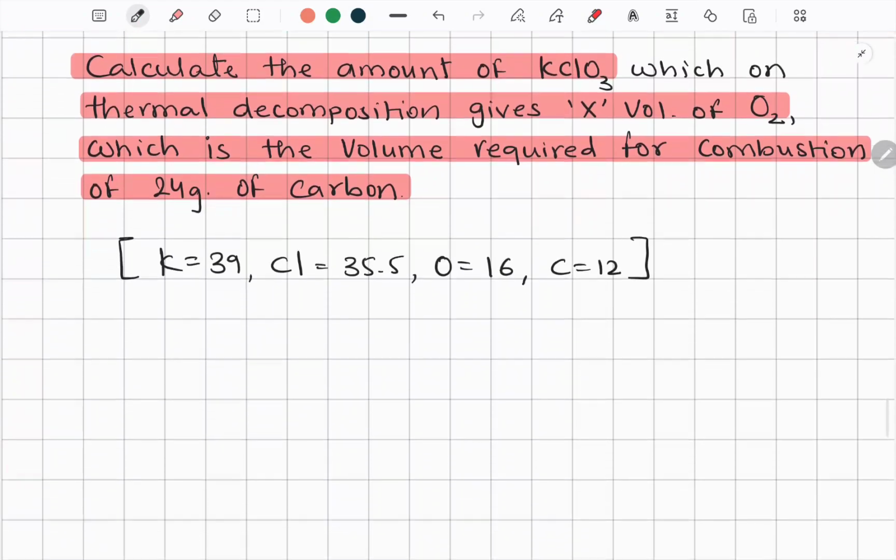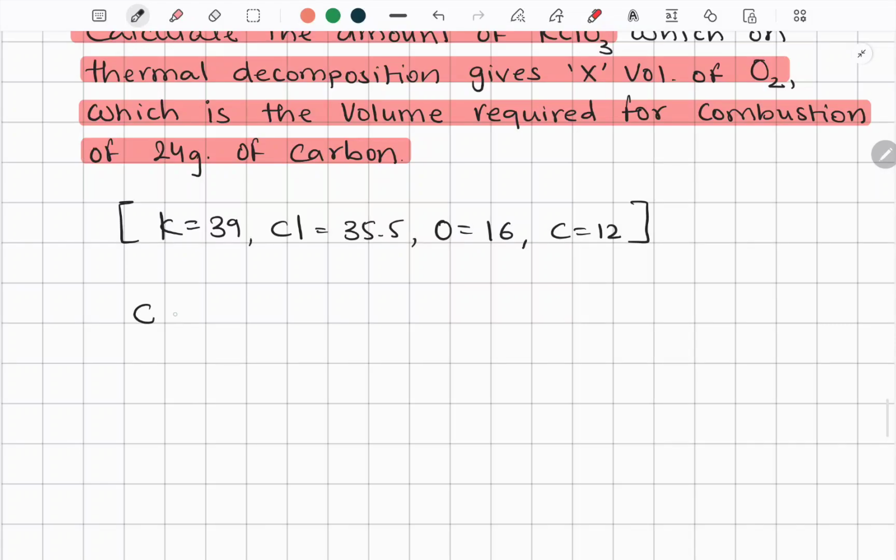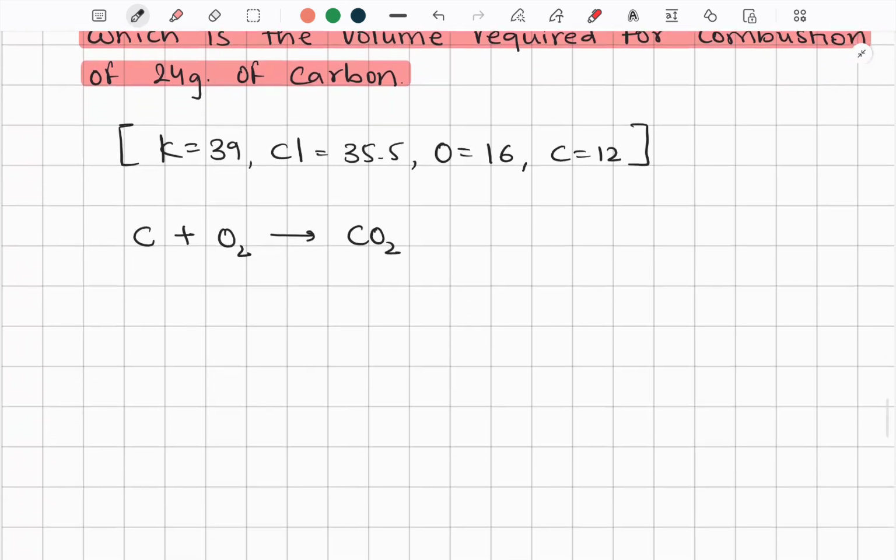First of all, we're going to pick the second equation, which is the combustion of carbon. Carbon reacting with oxygen produces carbon dioxide. We write down the chemical equation and calculate the molecular weight. Carbon's weight is 12 gram, oxygen is 2 into 16, which is 32, and over here it would be 44 gram of carbon dioxide.